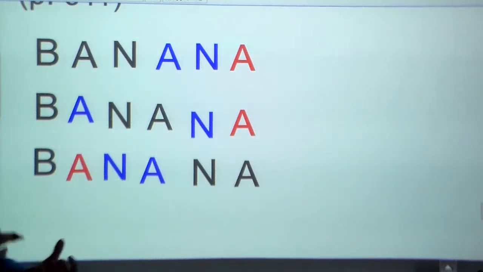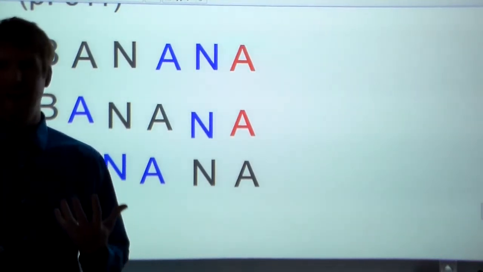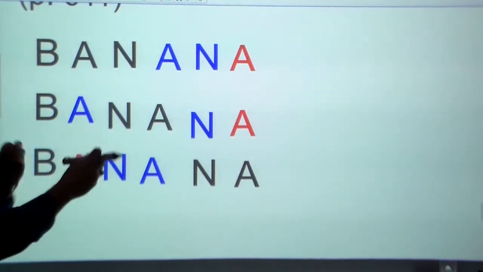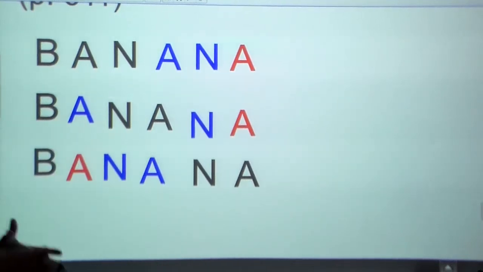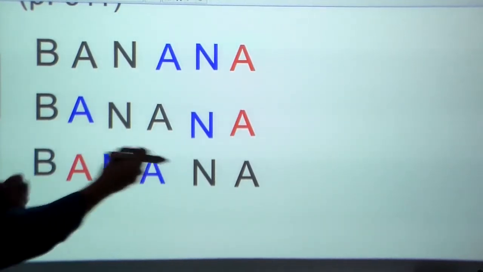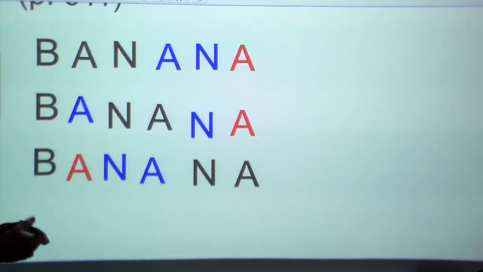So just seeing it in black and white, it's kind of hard to get the idea, but imagine they're Scrabble tiles and I'm rearranging the letters. I'm still spelling the same word, but I'm putting the letters in a different arrangement.